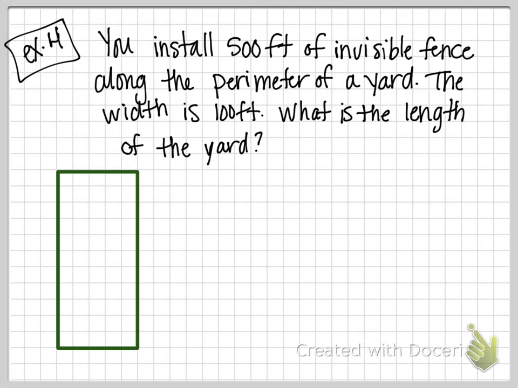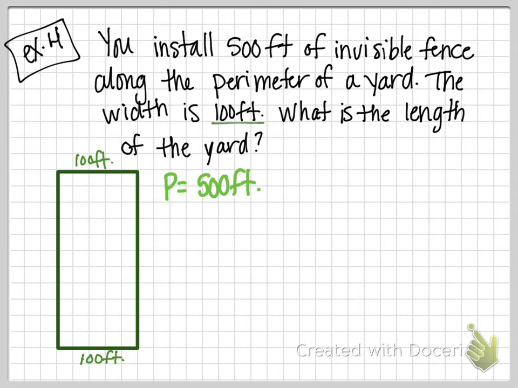So we know that the perimeter, which means the distance around the yard, is all of the sides added together. So this plus this plus this plus this will give us that perimeter of 500 feet. That's the distance around. The other thing that we know about the yard is that the width of the yard is 100 feet wide. And we know that about the top and about the bottom, right? Because if it's a rectangle, the width is the same top and bottom.